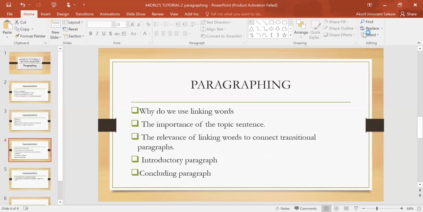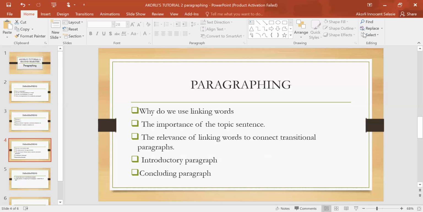Why do we use linking words? We use linking words because it helps us to connect ideas in the text so that our ideas will flow smoothly. And the importance of a topic sentence in a paragraph is that it helps us to organize our text because it guides us and helps us to define the scope of whatever we are writing in a very small unit. The relevance of linking words is to connect transitional paragraphs. Transitional words help us to organize our text correctly.